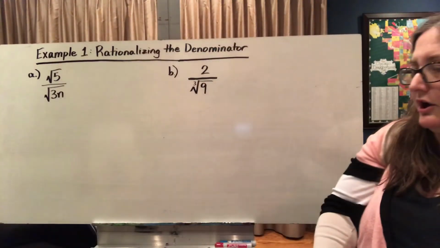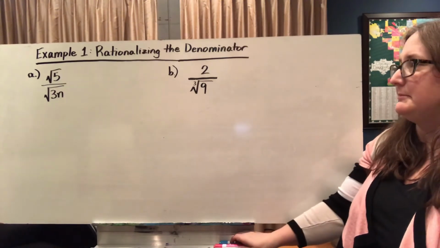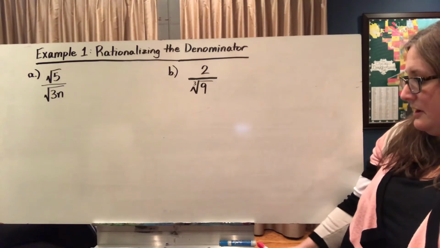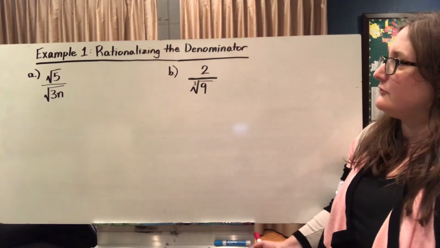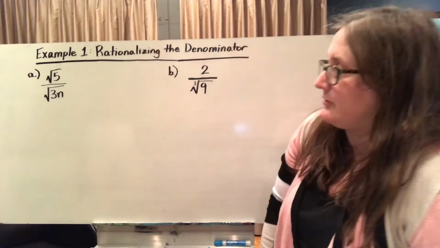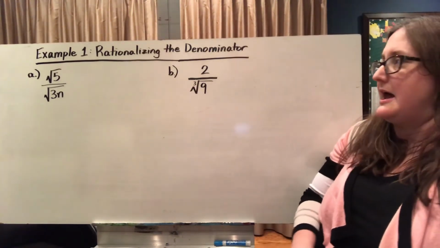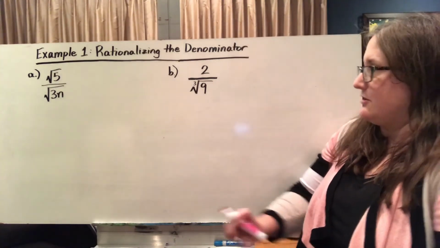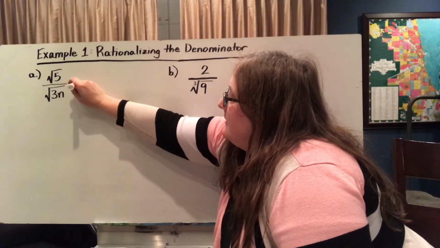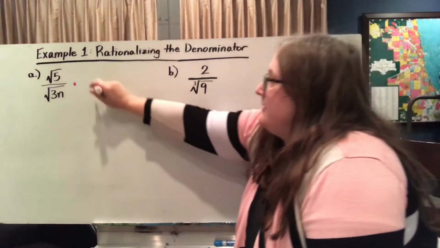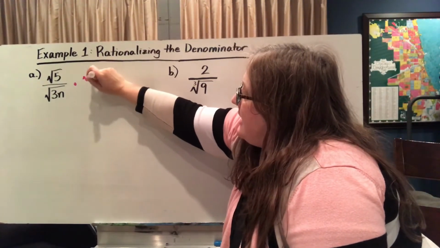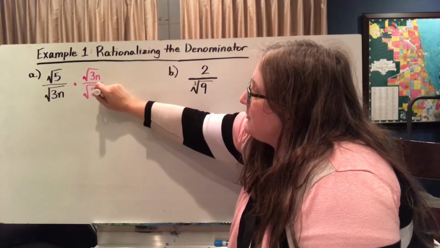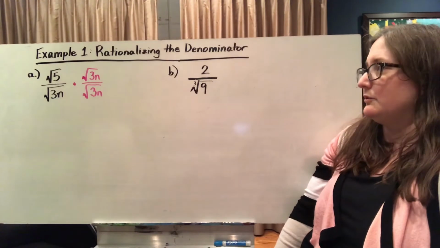So let's take a look at a few radicals that we want to simplify, and we're going to use this new method, rationalizing the denominator. So in this first problem, square root of 5 over square root of 3n, I want to get rid of the square root of 3n in my denominator. So I'm going to multiply by a fraction equivalent to 1. I'm going to do square root of 3n over square root of 3n. And as long as my numerator and denominator are the same, it's equal to 1.